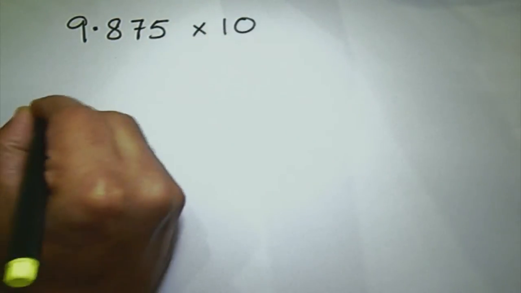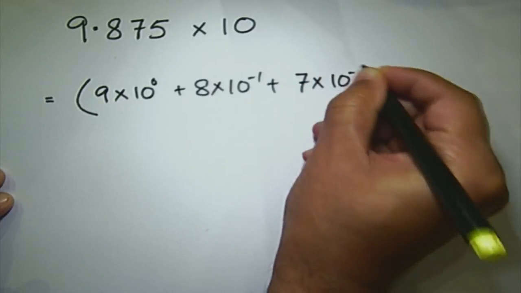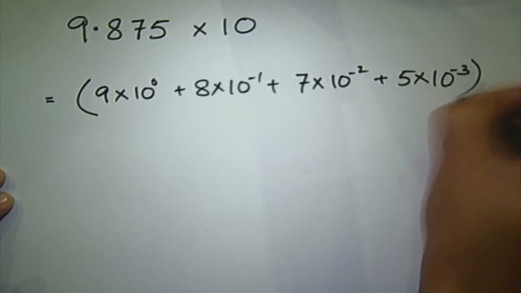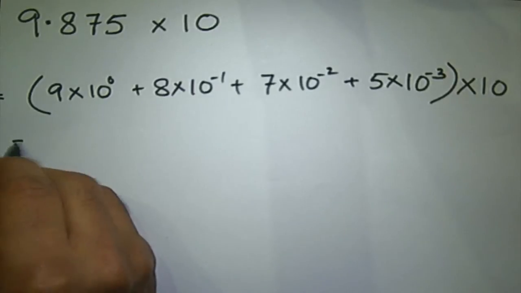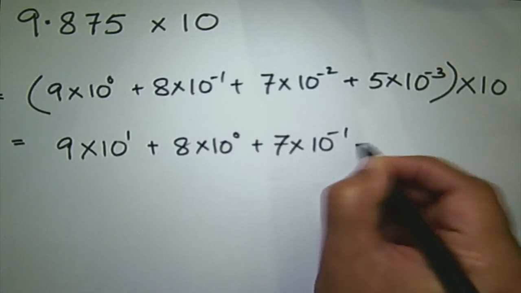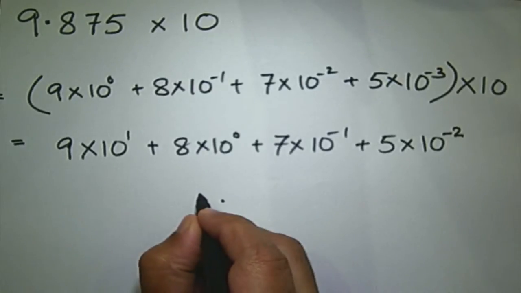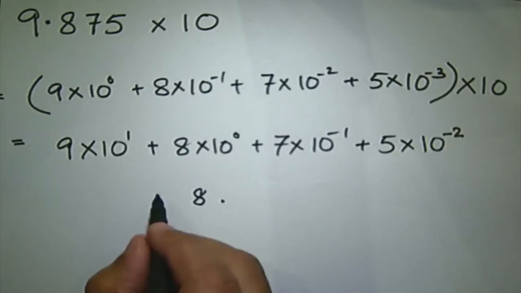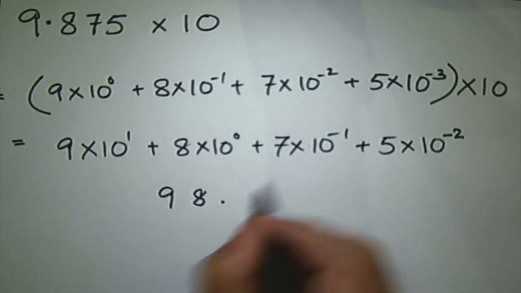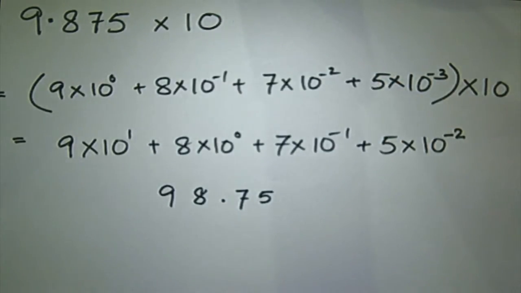9.875 times 10 would be 9 times 10 raised to 0 plus 8 times 10 raised to minus 1 plus 7 times 10 raised to minus 2 plus 5 times 10 raised to minus 3, times 10. And what is that? That is 9 times 10 raised to 1 plus 8 times 10 raised to 0 plus 7 times 10 raised to minus 1 plus 5 times 10 raised to minus 2. By our same convention, the multiplier of 10 raised to 0 is the stuff immediately to the left of the decimal point. So the multiplier of 10 raised to 1 would be one place further to the left; this will be one place to the right of the decimal point, and this will be two places to the right. Therefore, 9.875 times 10 is 98.75. Is this clear? This is why when you divide by 10, the decimal point moves one place to the left, and when you multiply by 10, it moves one place to the right.